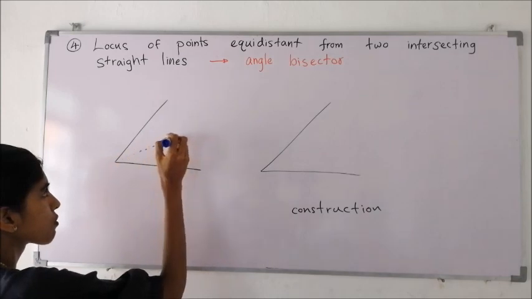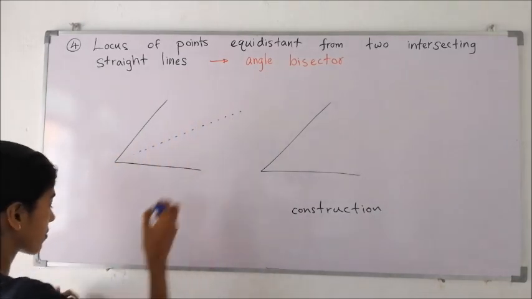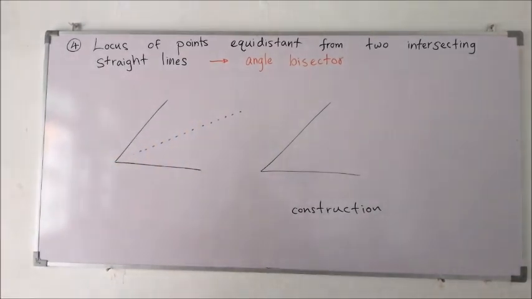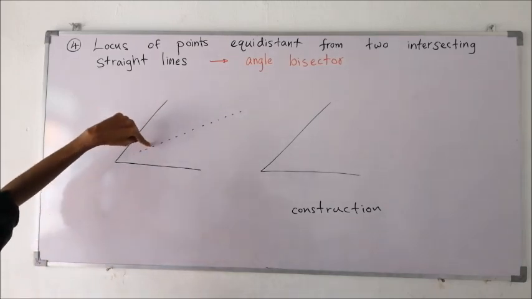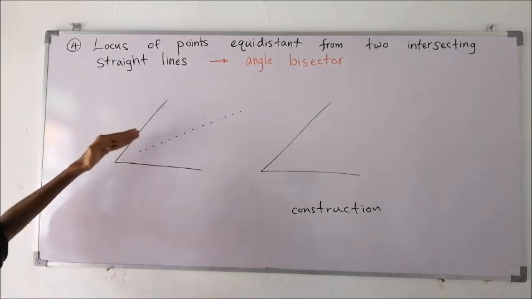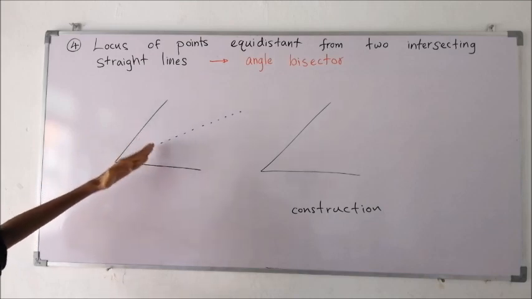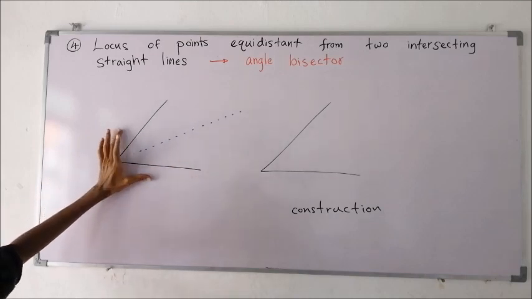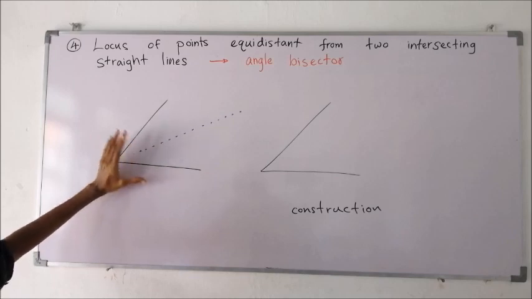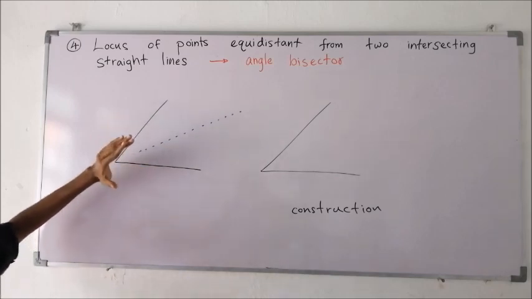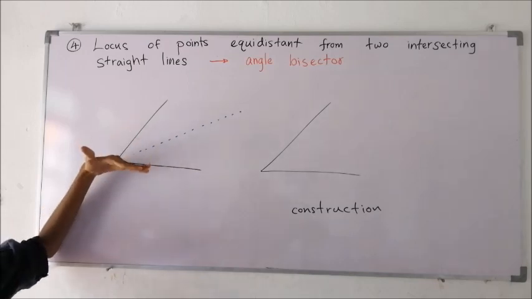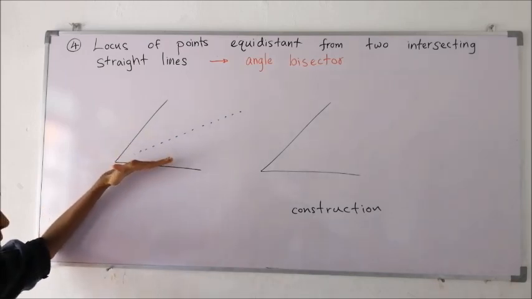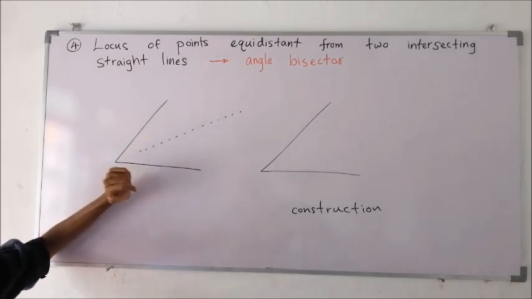I am drawing a few points which are located equidistant to these two straight lines. When we consider this point, the distance, the gap between these two straight lines is equal every time. So remember that the locus of points equidistant from two intersecting straight lines is what? It's an angle bisector. How do we construct that?